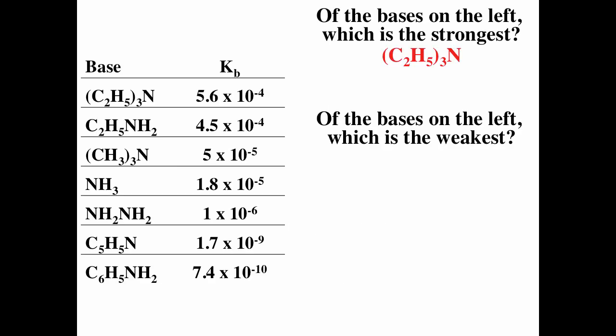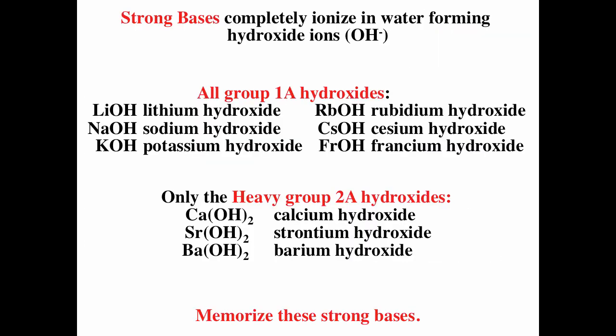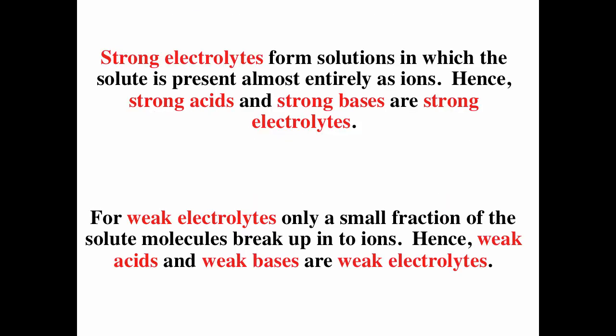And so here's a table of Kb's. They're all weak bases. They all have nitrogen. Their nitrogen always has a lone pair. And so the smallest Kb leads to the weakest, and the largest Kb leads to the strongest base. And so for strong bases, you're going to have the alkali metal hydroxides, and you're going to have the heavy alkaline earth hydroxides. And again, I should just remind you, strong electrolytes, they dissolve completely, forming ions. Weak electrolytes only partially dissociate. And so all strong acids and strong bases are strong electrolytes. All weak acids and weak bases are weak electrolytes.